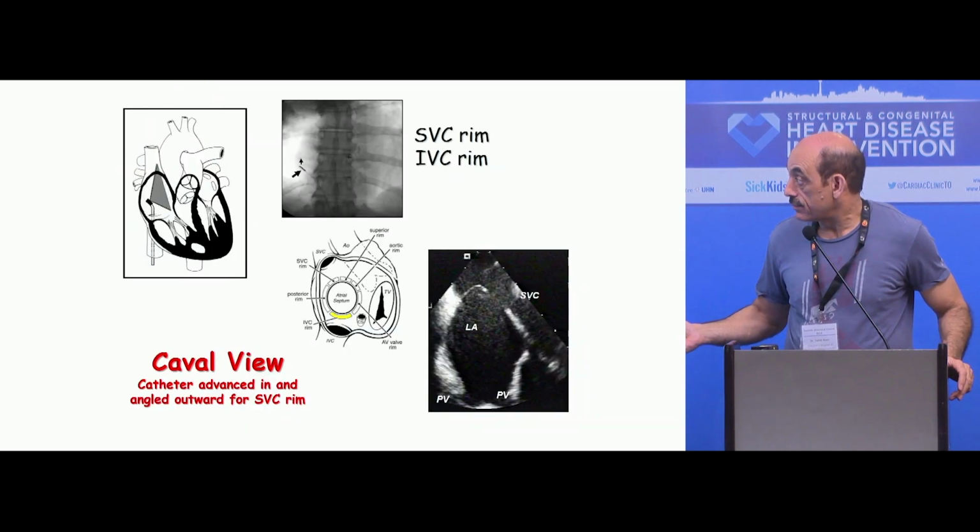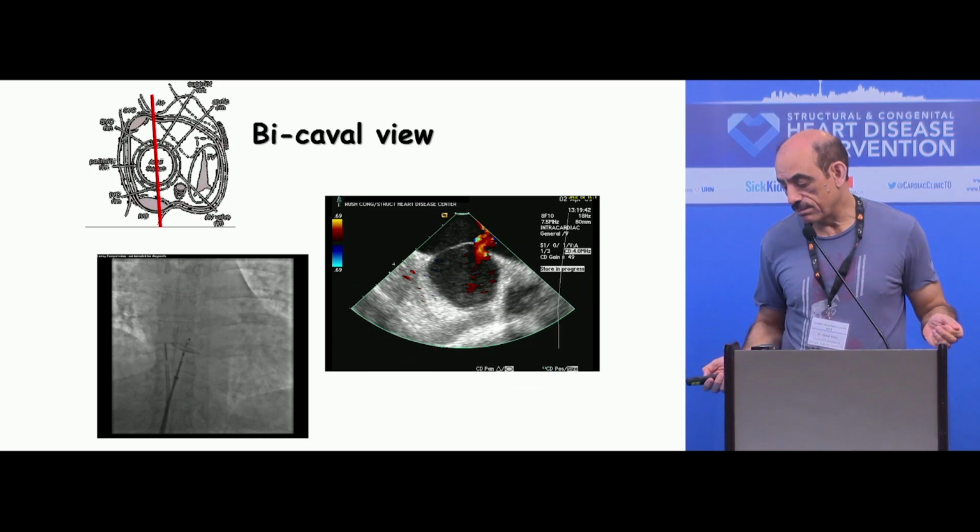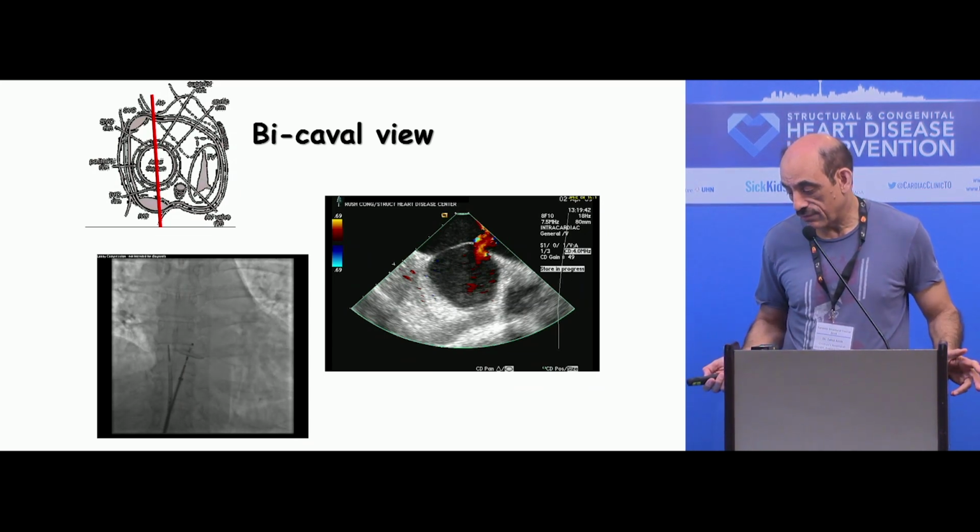Here is the IVC rim view, very, very easy. Pull the ICE catheter back, and you can see it very well.